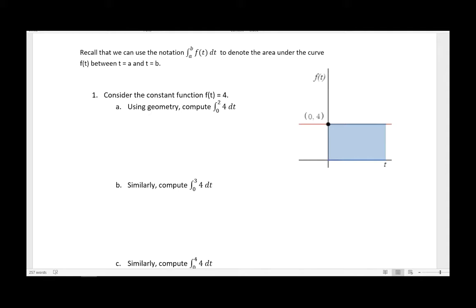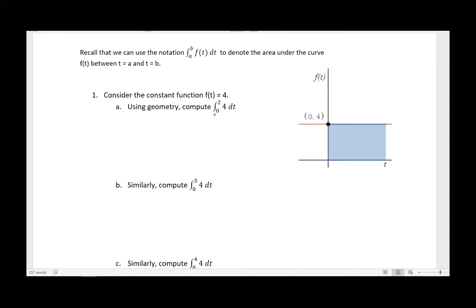So the first thing I'm doing, reminding us at the top here, is recall that we can use the notation, the integral of f of t dt from a to b, to denote the area under the curve f of t between t equals a and t equals b. So that's just what we discussed, right? If we're finding the area under the curve y equals 4, and this is the horizontal line y equals 4, I could use approximating rectangles, but we're going to discuss how to do this exactly. This is our exploration.